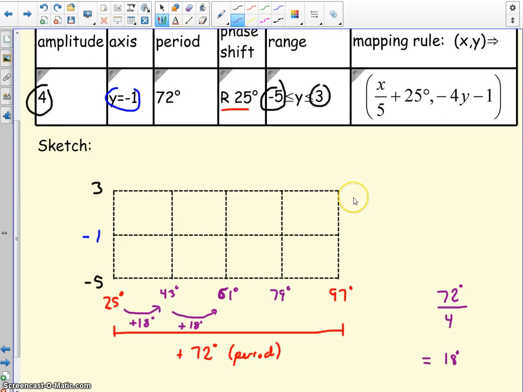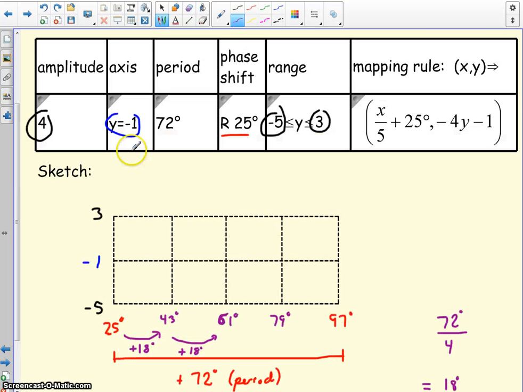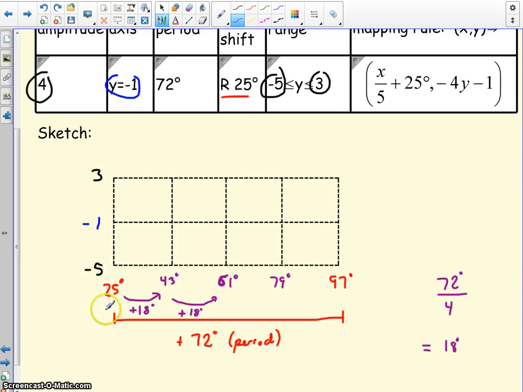Now again, to create my sketch, I get my y values from my axis, my amplitude, or my range. So -1 in the middle, up 4 to get my maximum, down 4 to get my minimum. So that gives me my y values there. My cycle normally starts at 0. It moved right 25, so it starts at 25 degrees. And to go from the start of the cycle to the end of the cycle, it takes the period, which is 72 degrees. So I go 25 plus 72 to give me an ending point of 97 degrees.